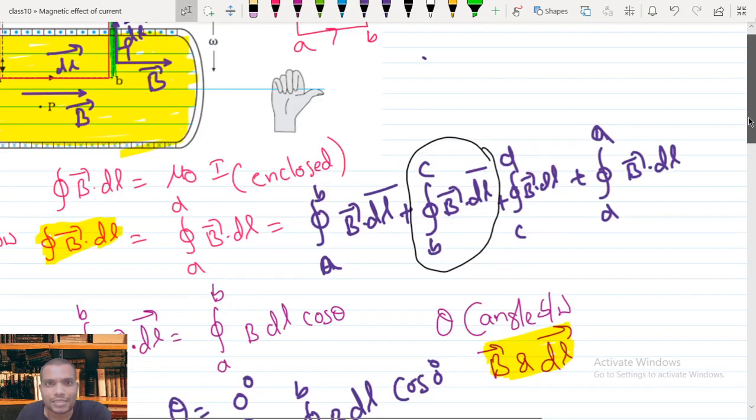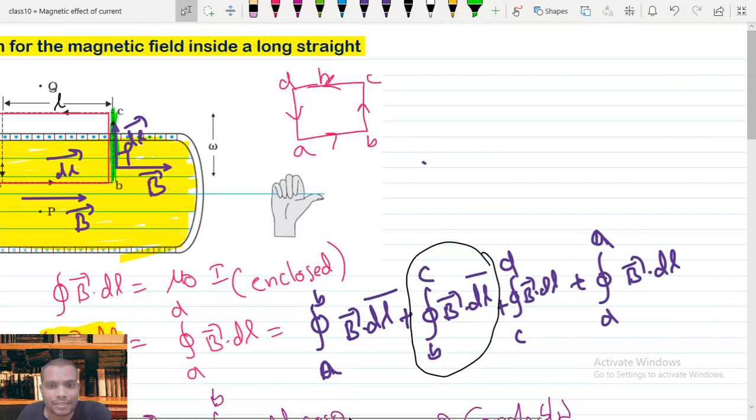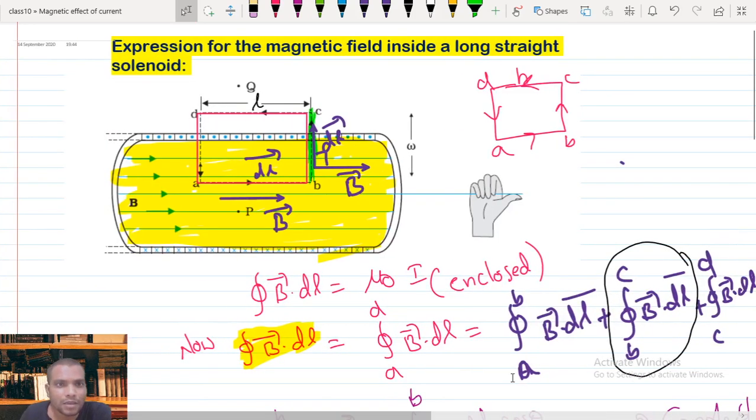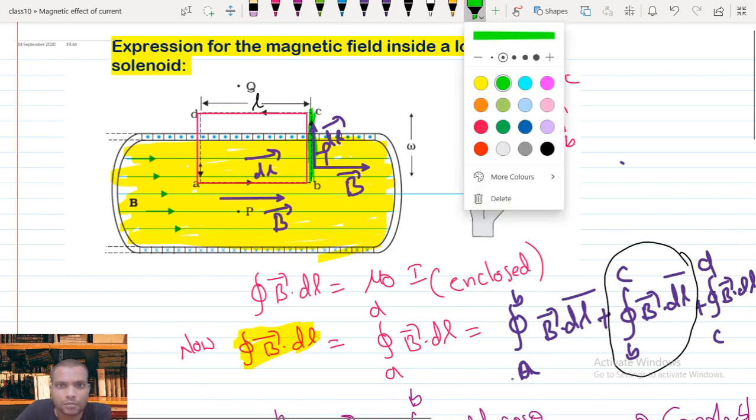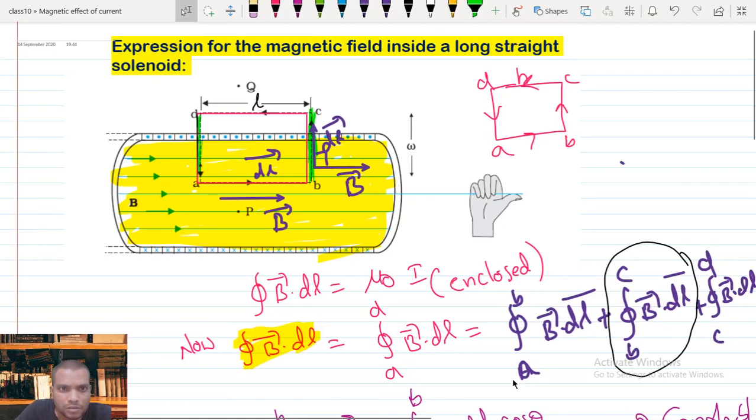So let us see the same case. We are having one more side, that is from D to A. If I highlight that, D to A is also the same. So this is the D to A portion. The elemental length, I am highlighting the elemental length vector with the bolding. So this is the elemental length vector dl bar.